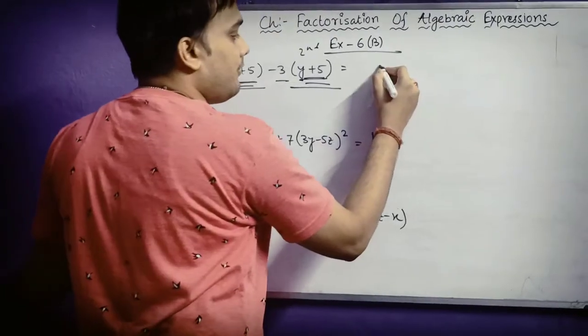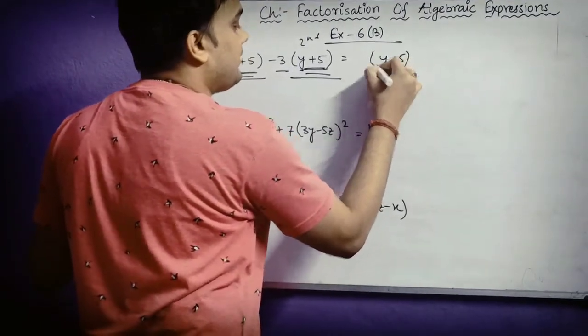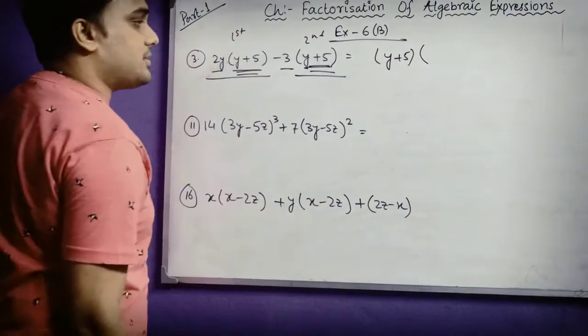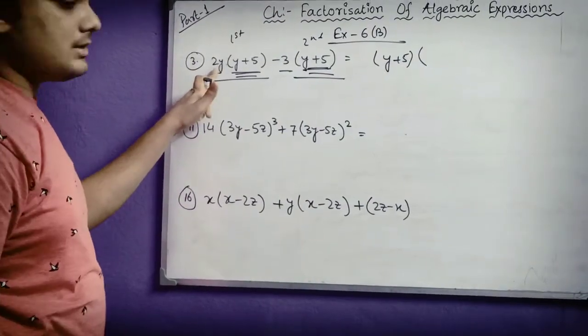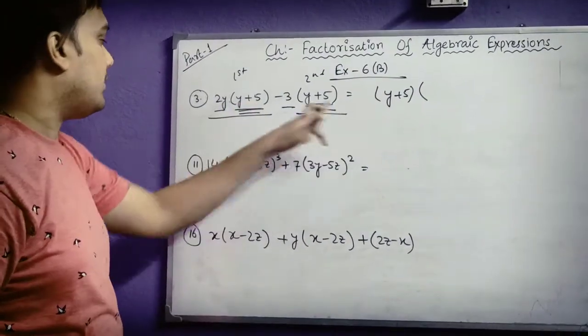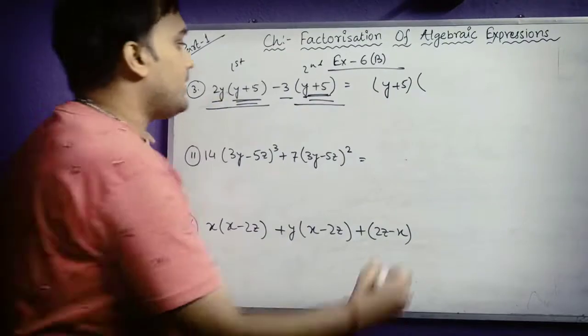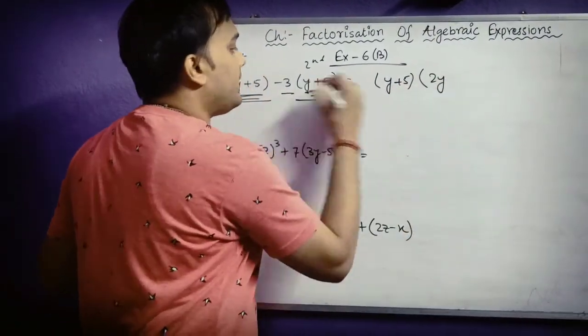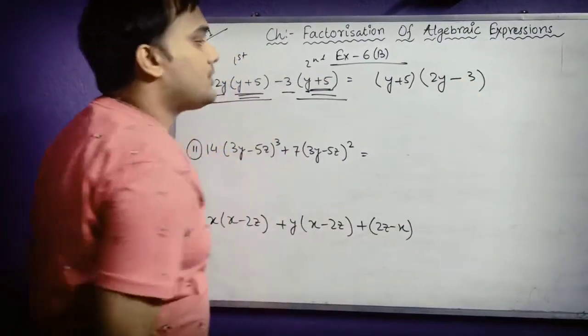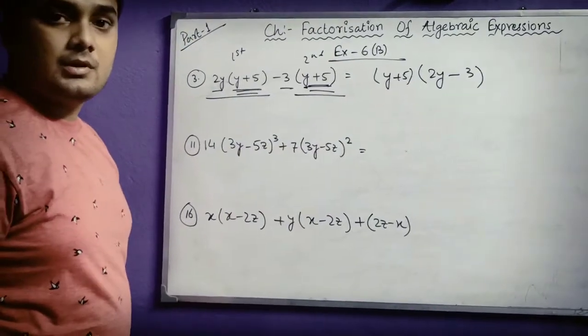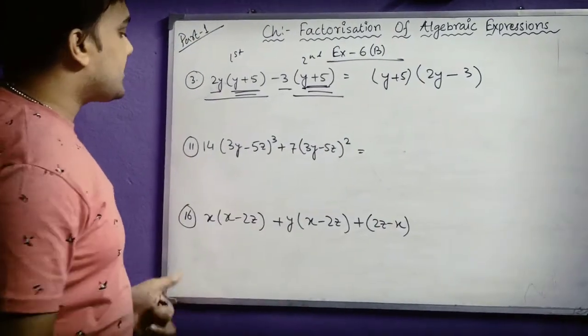So what will I do? I will take y plus 5 as common. Then I will start the first bracket and write whatever remains. If y plus 5 is taken as common, nothing remains but 2y here. I will write 2y, then the negative sign, minus 3. So this is our answer. It's very easy. Move on to the next question.